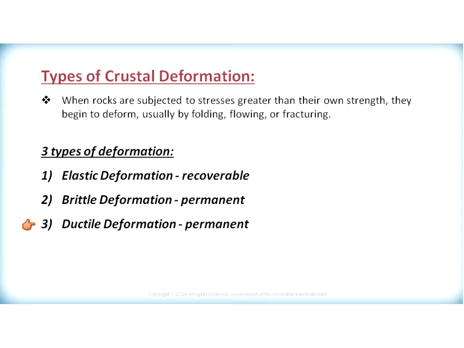So in review, the three different types of deformation are number 1, elastic deformation, which is recoverable. Number 2, brittle deformation, which is a permanent change. And number 3, ductile deformation, which is also a permanent change.